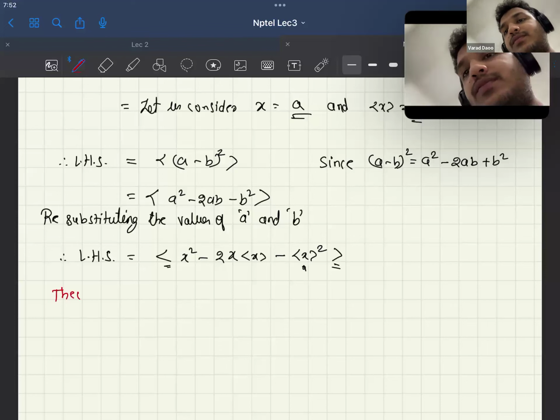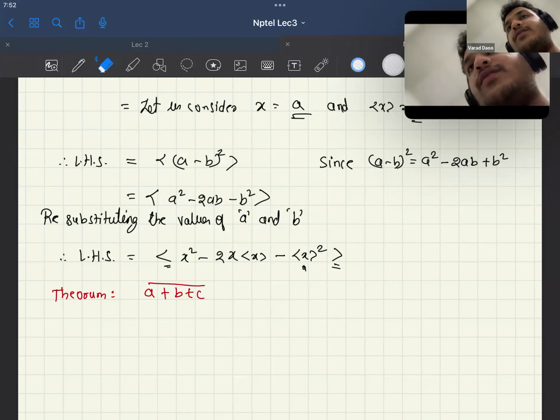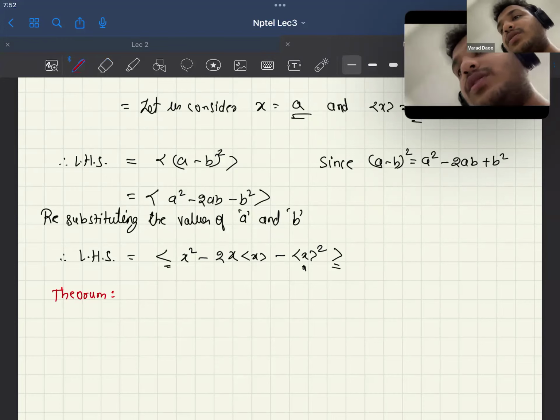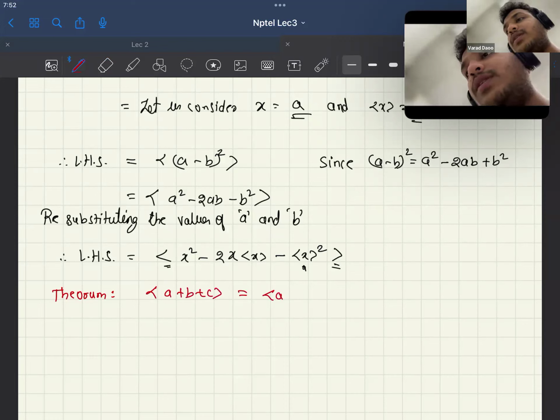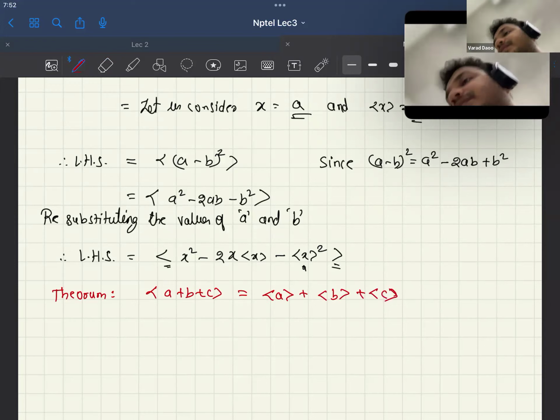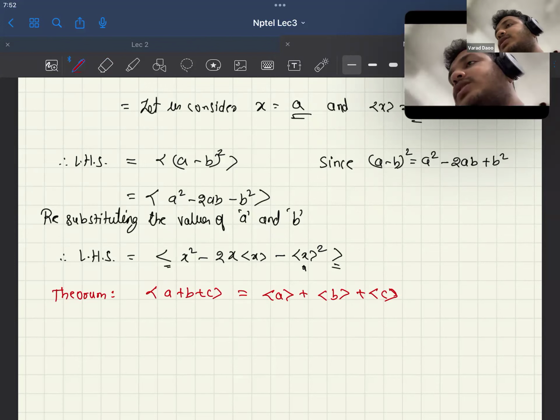Theorem, which tells that the average of a plus b plus c is nothing but the average of a plus the average of b plus the average of c, right? So this is a very clear theorem.